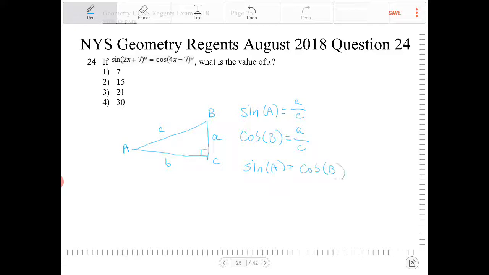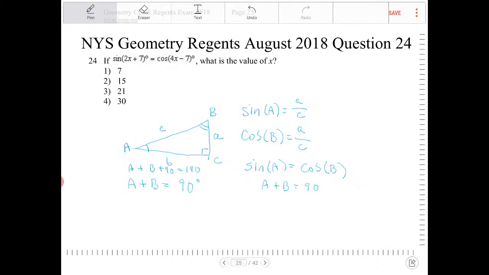Well, under what circumstances are they going to be the same? If you look at this, A and B don't have to be equal, right? But what we do know is A and B must be complementary. How do I know they must be complementary? Well, that's because all three angles, A plus B plus 90, must add up to 180. So A plus B plus 90 is equal to 180. If I subtract both sides by 90, I get A plus B equal to 90. So again, this is true only if A plus B is equal to 90.